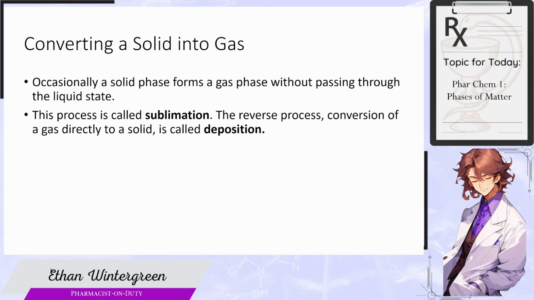Occasionally, there are sometimes solids that directly turn into a gas and a gas that directly turns into a solid. A good example of this is your naphthalene for sublimation or our mothballs. These are when your solid directly turns into a gas without passing the liquid state. And for deposition, this is the reverse process. It's when a gas directly turns into a solid. A good example of this is carbon dioxide. If you apply enough temperature and pressure, it directly forms dry ice. It's called dry ice because it's not wet.